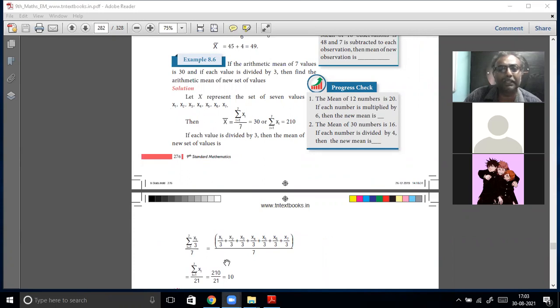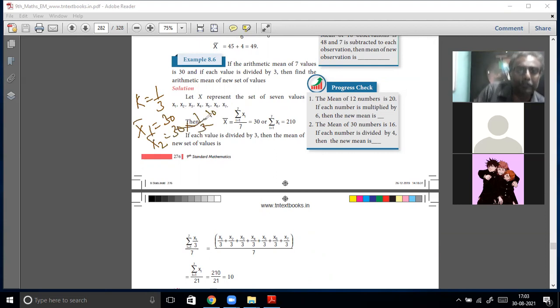Any doubts in that? Already you must know. Okay, uncle. For this kind of sum, already you must know k is equal to 1/3, and x bar 1 is equal to 30, then the new x is equal to 30 into 1/3, which will be 10.